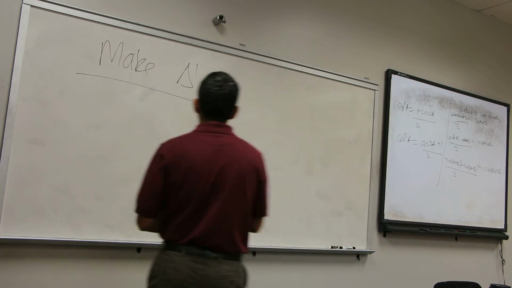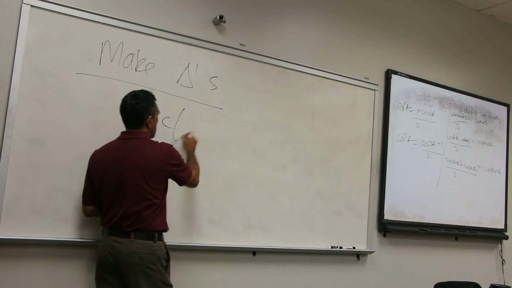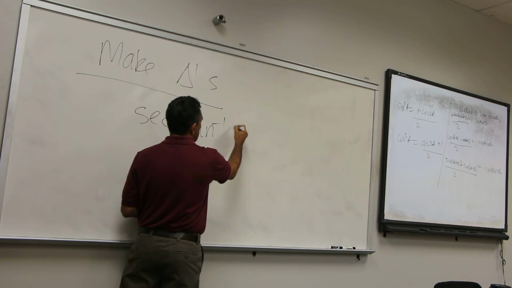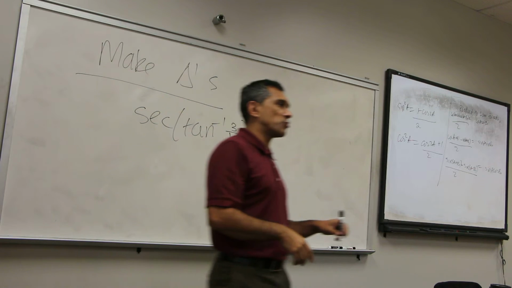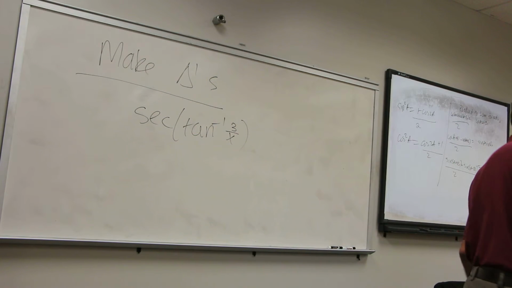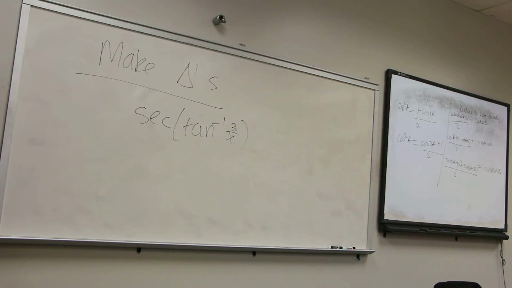So, anybody know what is the secant of the angle whose tangent is 3 over x? Anybody know? Ms. Yasmina, you had a good pre-calculus professor. You want to take a stab at it? The secant of the angle whose tangent is 3 over x.